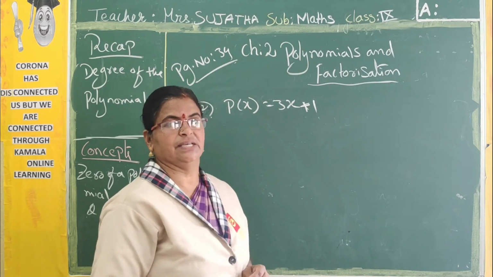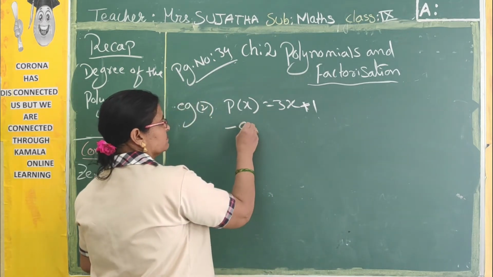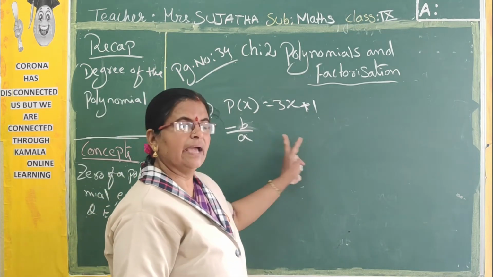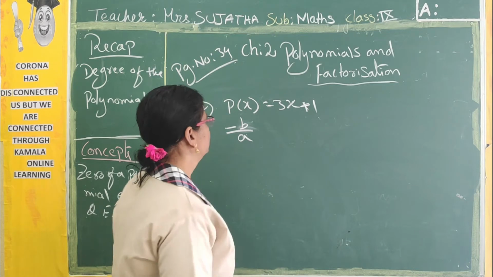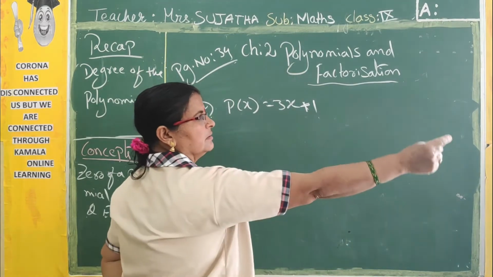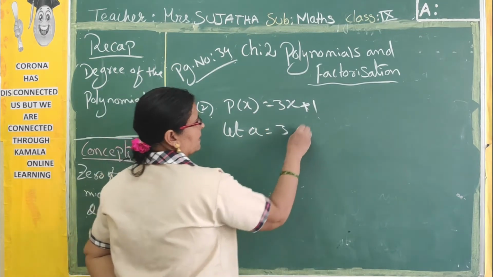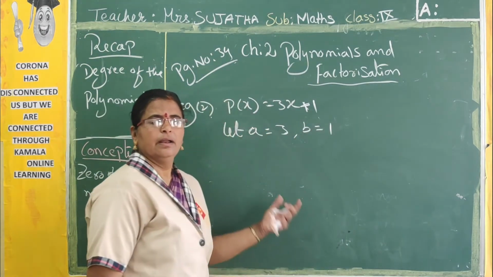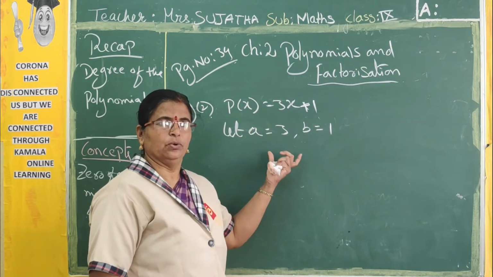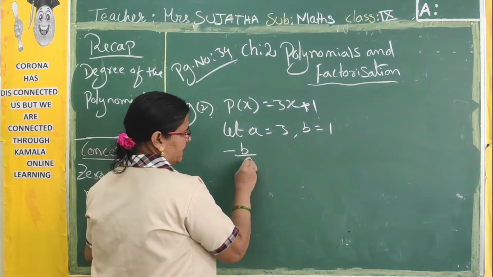I said one formula is there for a linear polynomial to find the 0. What is that? If you use minus b by a, directly you will get the 0 of the polynomial. First you have to write what a and b values are. Let a is equal to 3, b is equal to 1. If values are not given, directly you have to find the 0 of the polynomial. The formula is minus b by a.